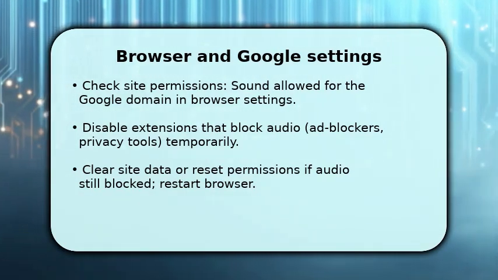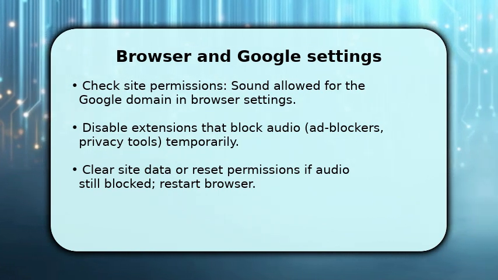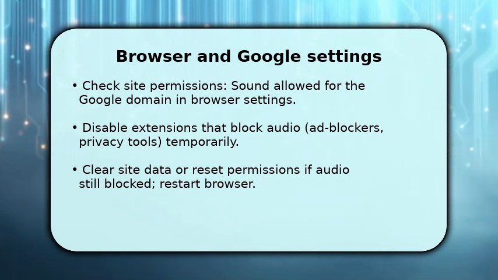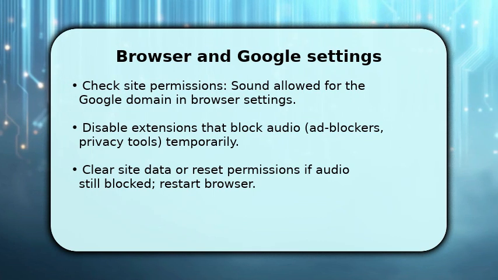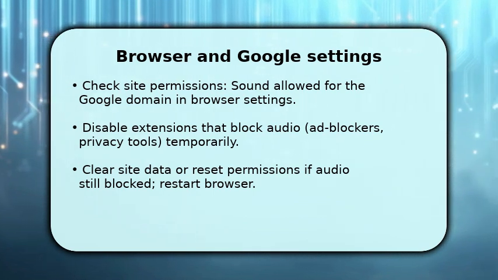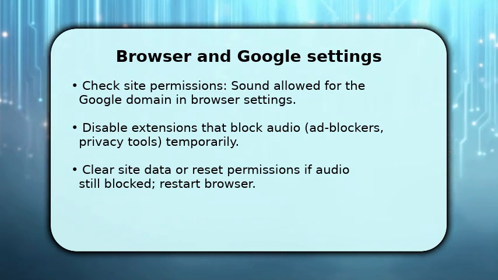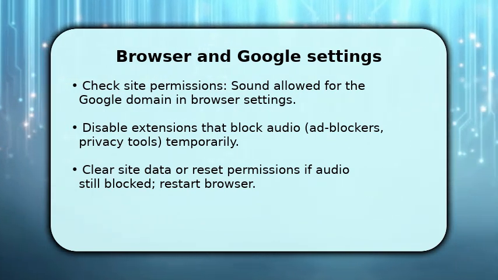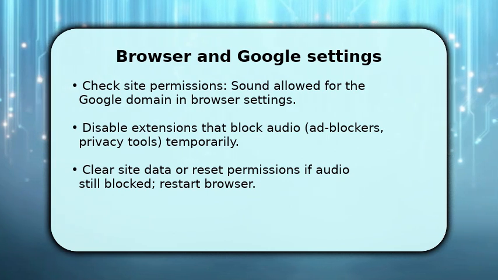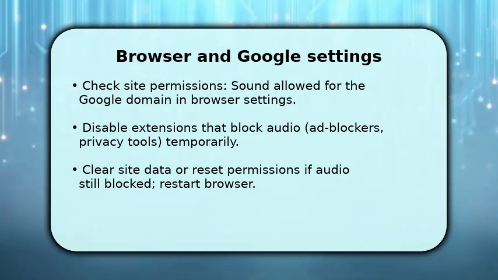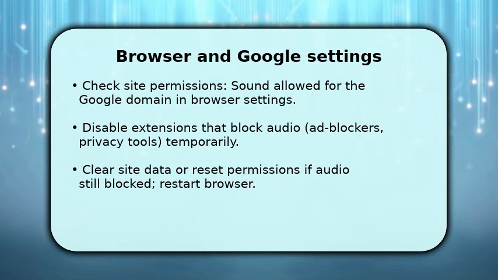Go to Site Settings for the Google domain and make sure sound is set to Allow. This overrides automatic block rules. If extensions like ad blockers or privacy tools interfere, disable them briefly to test audio. Many block media autoplay. Once adjusted, clear site data or reset permissions to eliminate stale settings and restart the browser so changes take effect. This often resolves permission conflicts that stop sound from playing.